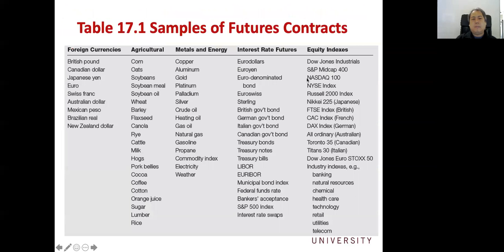You can have many futures contracts. These are samples of futures contracts: foreign currency, agricultural goods, metals, energies, interest rates, equity indexes, and so on. So there are many futures contracts. The biggest futures market is in Chicago, the CME Group, Chicago Mercantile Exchange. Okay. So next part, we'll see the trading mechanism of the futures contract.